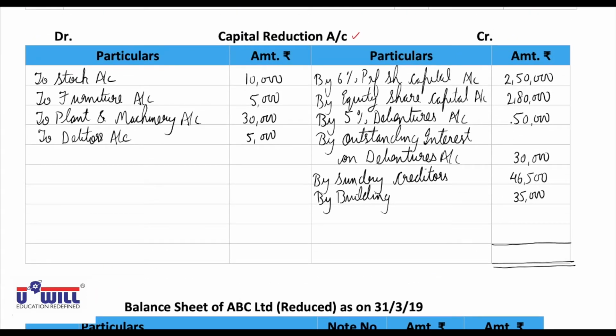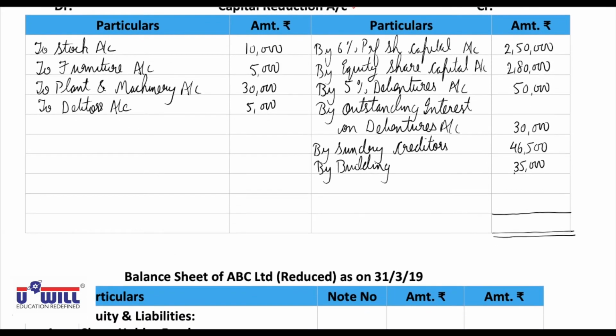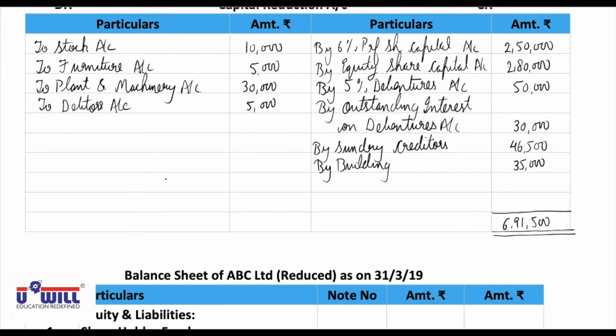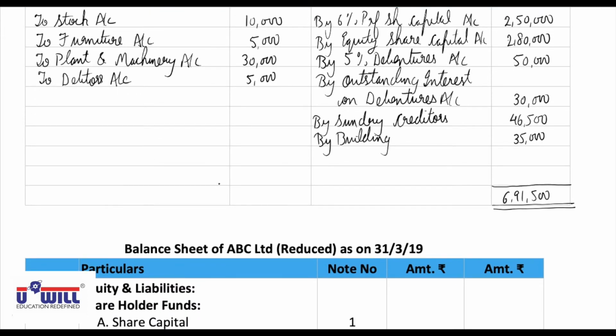First all of you do the total of credit side of capital reduction account: 2 lakhs, 4 lakhs, 5 lakh 80, 610, 650, 680, 6 lakh 91,500. Okay, 6 lakh 91,500. This is a procedure to be adopted whenever they say as far as possible.